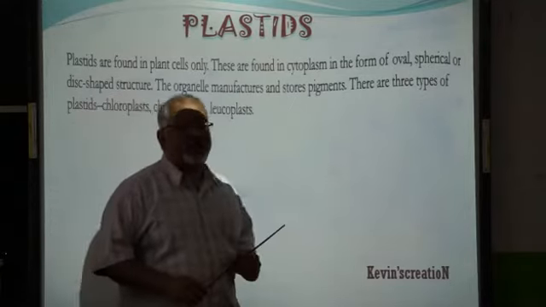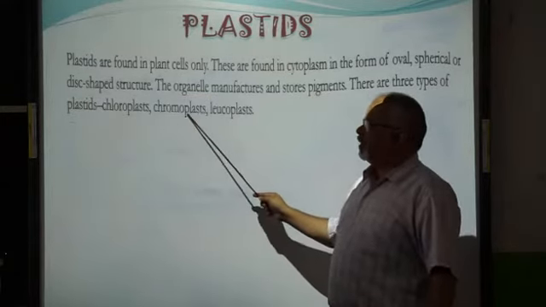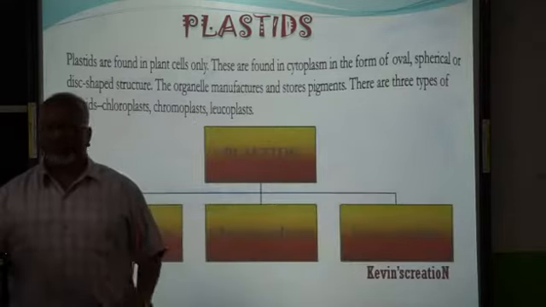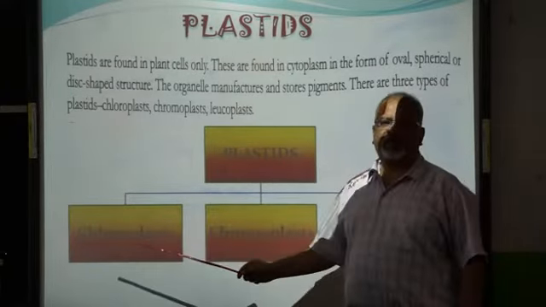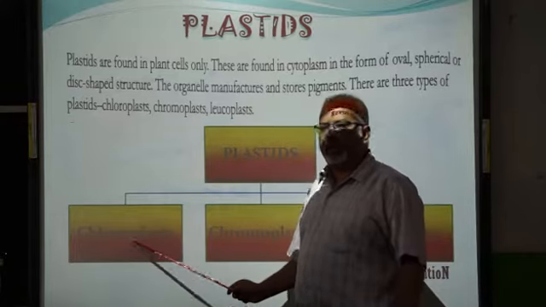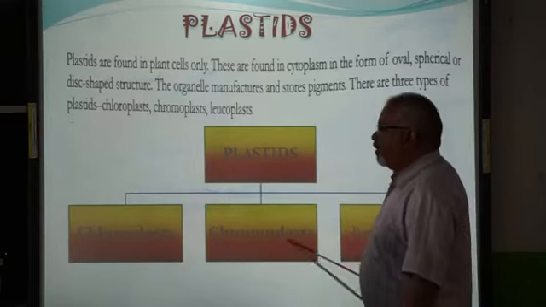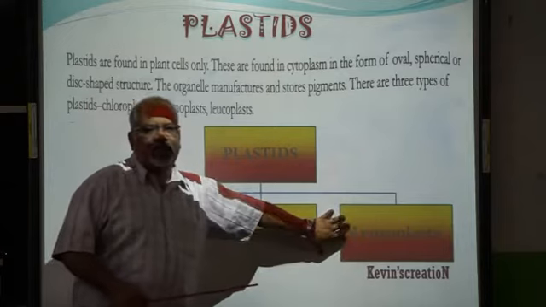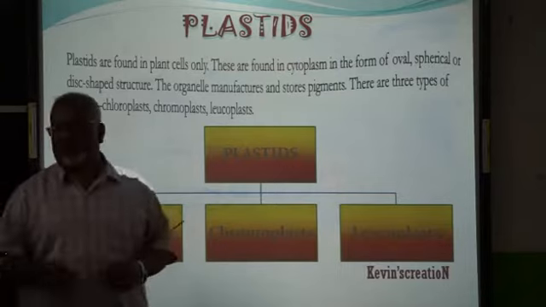There are basically three types of plastids. They are chloroplast, chromoplast, and leucoplast. So plastids are of three types. Chloroplast, you must be very familiar with this. It has a green pigment called chlorophyll, and because of this the plants get the green color, the leaves and other portions. Chromoplast is the colored plastid other than green. Leucoplast is a colorless plastid. In detail we will be studying all these three types of plastids.